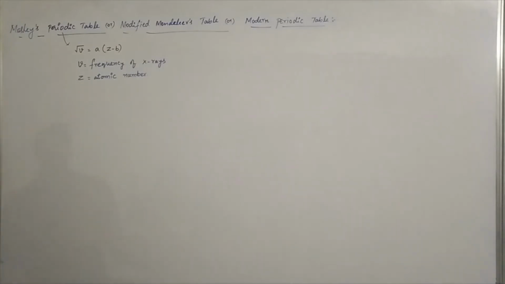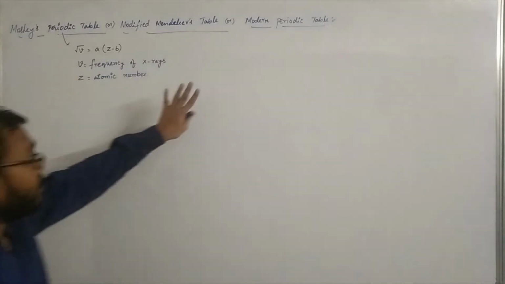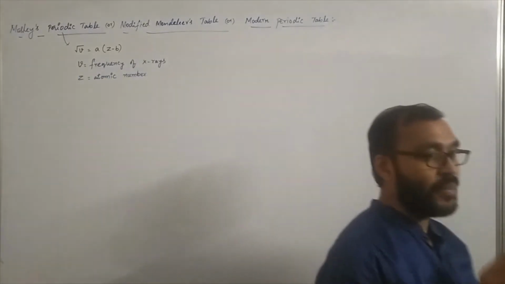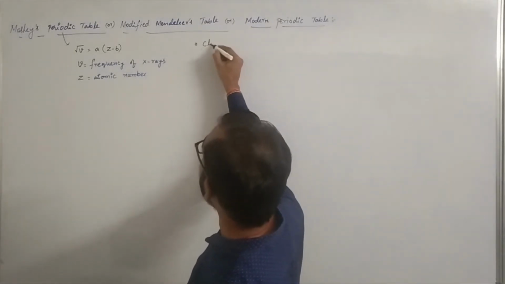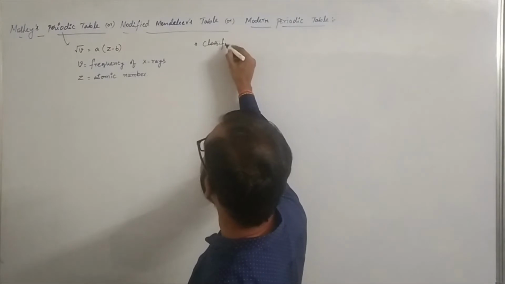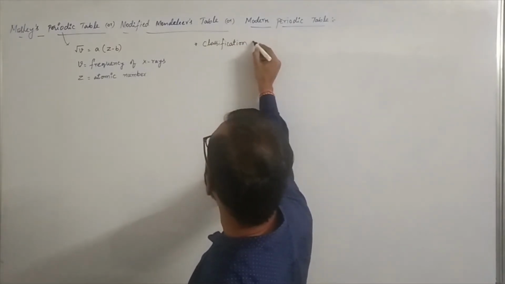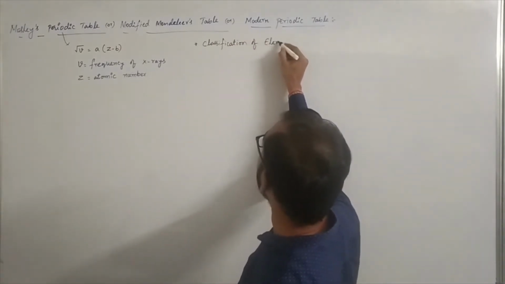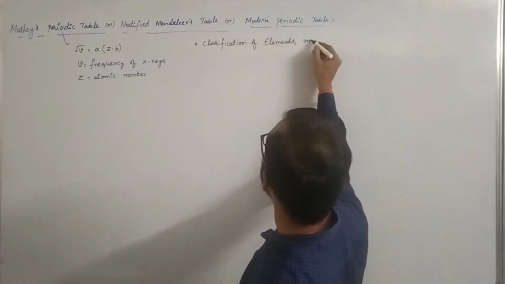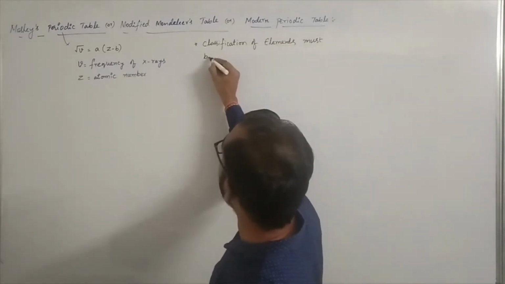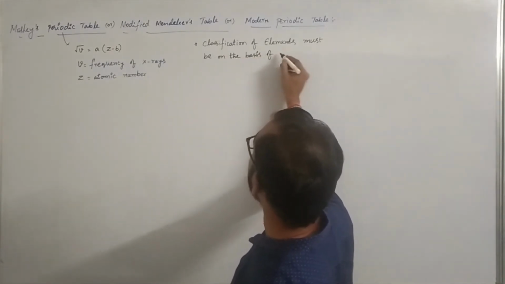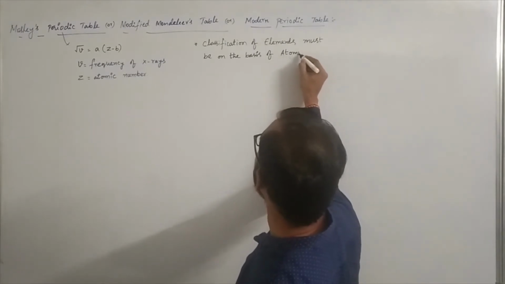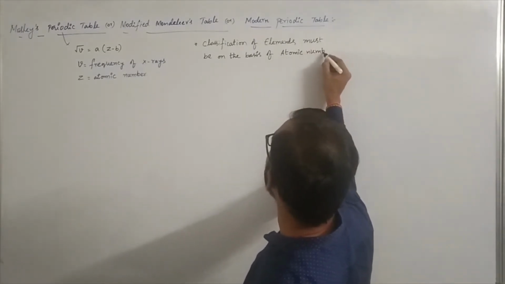Now, according to Moseley, the periodic classification of elements must be on the basis of atomic number. We call it the Z value.